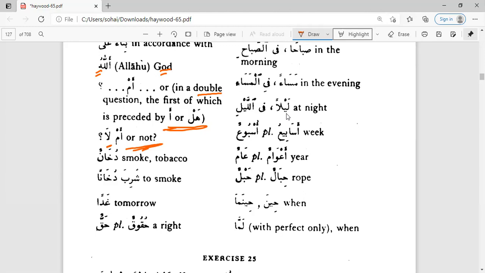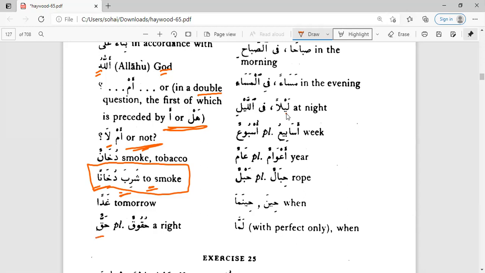Shariba dukhanan, it means to smoke. Okay, so if you want to say I smoked, you say sharibtu dukhanan. So shariba can mean smoke, but only if you use it with dukhan. I think it's because the action is similar. When you drink, you take a sip. When you smoke, you kind of take a puff in as well. So maybe it's something to do with that. But shariba doesn't mean smoke by itself. It has to come with dukhanan.